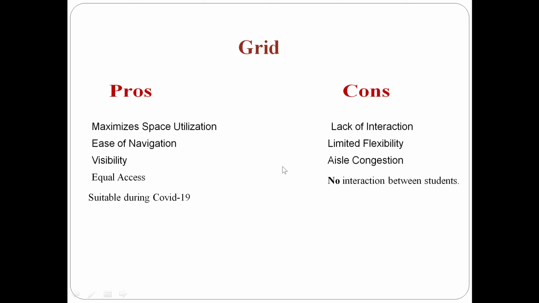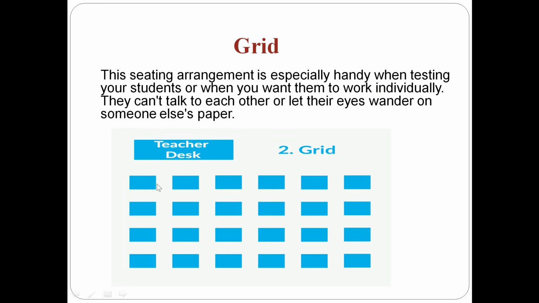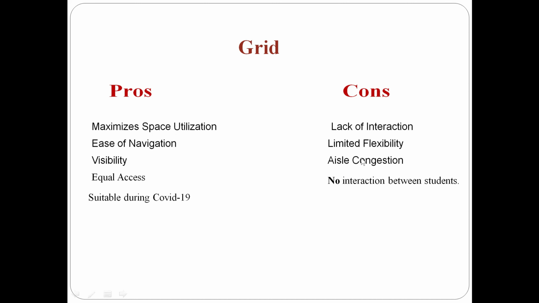And when we are talking about the cons, there is a lack of interaction. As you can observe here, student 1 and student 2 cannot interact with each other because there is quite a large space between the two desks or the two chairs. There is also limited flexibility, aisle congestion, and no interaction between students. As I said, lack of interaction means there is no interaction between the students.